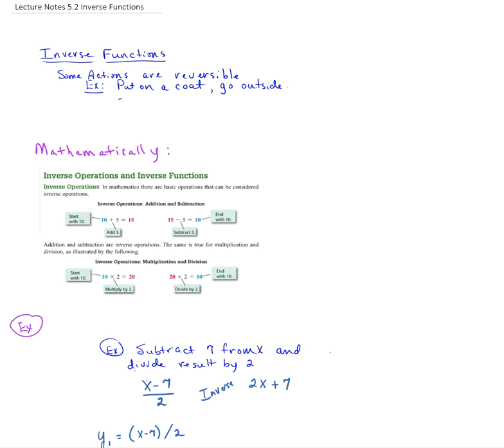This is section 5.2, and we're going to talk about inverse functions. So some actions are reversible. Think about it. If you put on a coat and go outside, what would be the inverse of that? So if you're going to reverse those actions, what would you do first as a reverse? You would go inside and then take off your coat. It wouldn't make sense to do it the other way. So whatever the last action was, you typically do that as an inverse first.